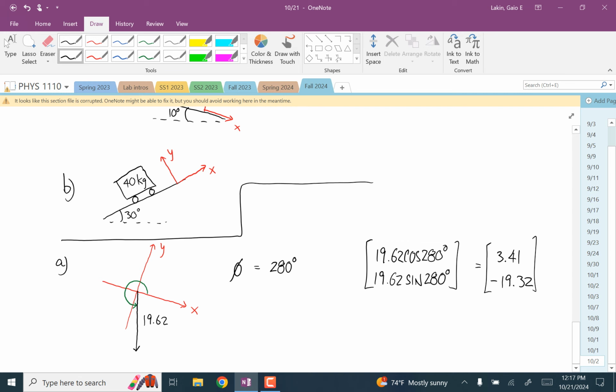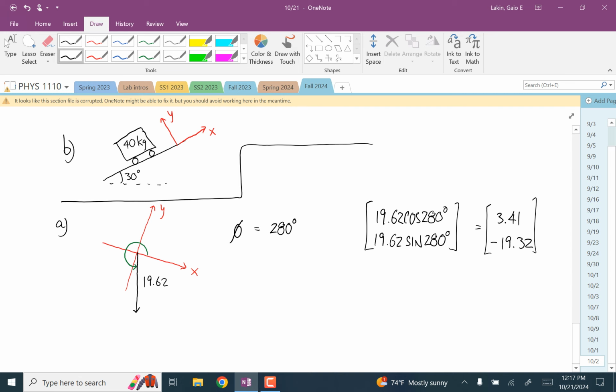And does this set of components make sense for this coordinate system? Yeah, if you think about the quadrants, it does. Notice that we're in the fourth quadrant of this rotated coordinate system, so we should have a positive x component and a negative y component, and we do.